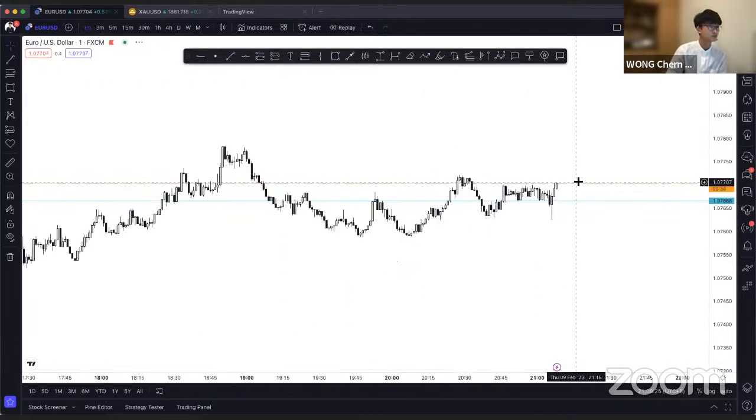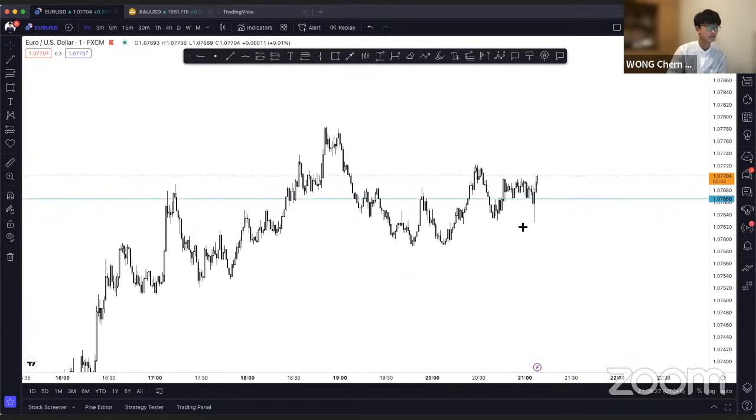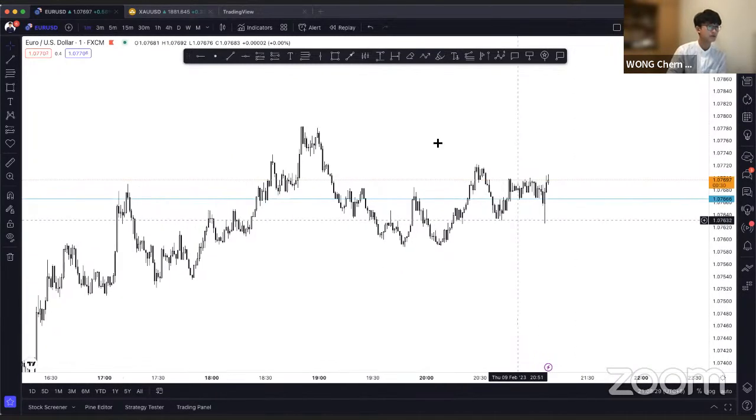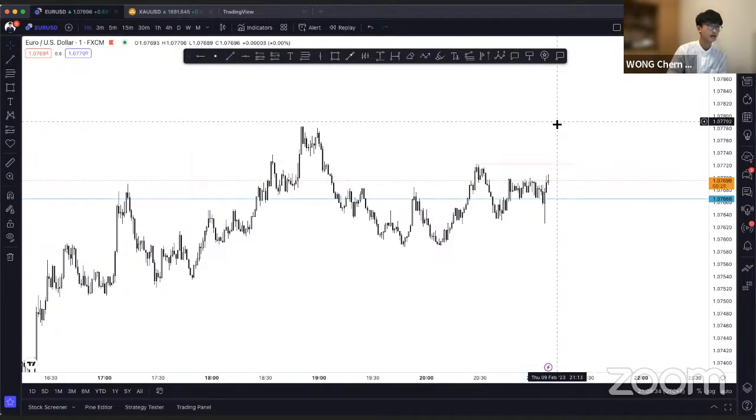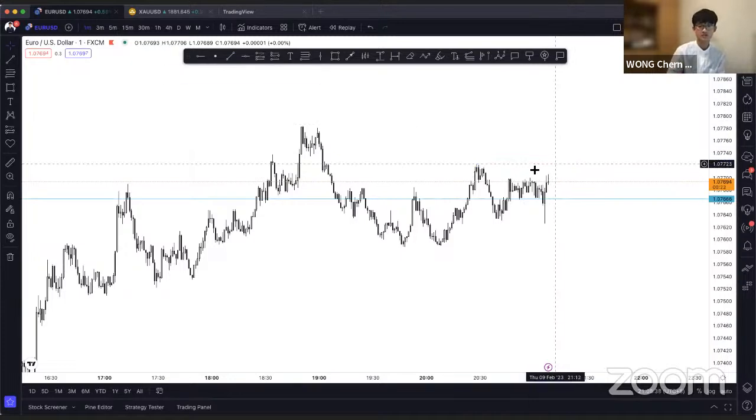If you go down to the 1 minute time frame, we can really see that rejection of the bottom. I believe that this high here looks poised to be cleared, and we will see what price does eventually. That will be it on the euro dollar.